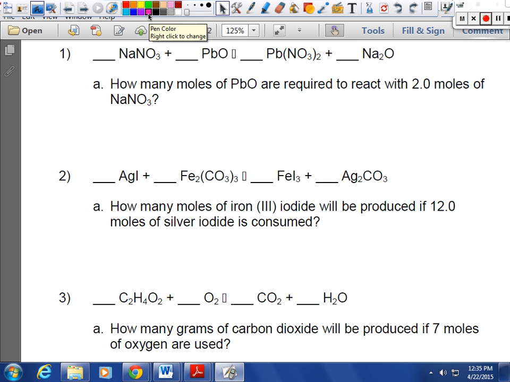So number 1, what's a must of all stoichiometry problems? Balanced equation. Balance that first one. It's really easy peasy. Don't say it out loud. Give everybody a chance to do it.